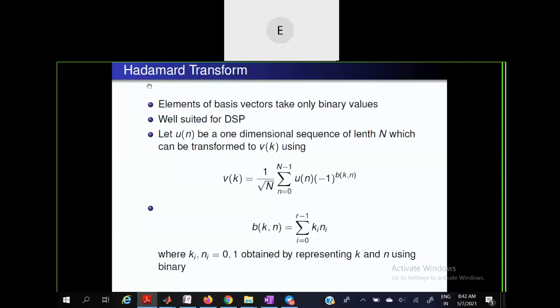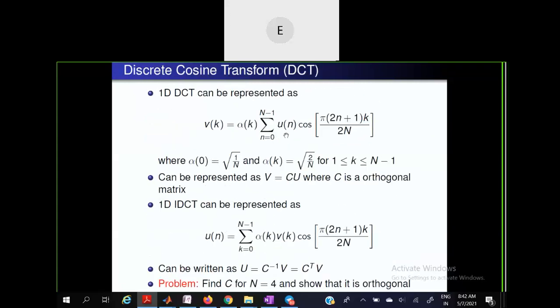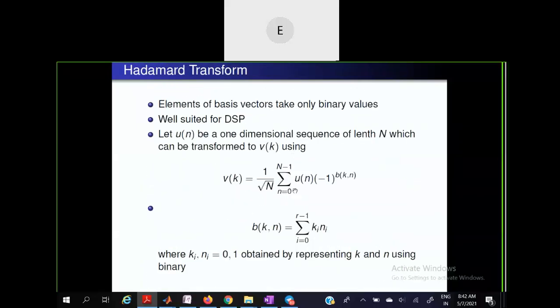The Hadamard transform, the name is Hadamard transform. And the equation is similar. As you saw, in every case I'll have a summation, the signal in the time domain, and some basis function. So here this is the summation, this is some constant coefficient, this is your signal in the time domain, and this is your basis function, minus 1 to the power of b of kn.